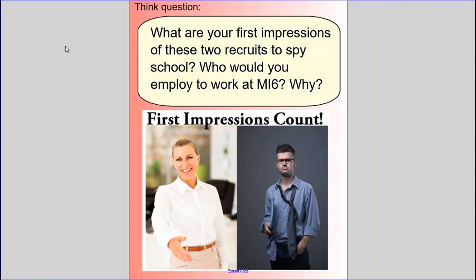Now, the question is, what are your first impressions of these 2 recruits to spy school? Who would you employ to work at MI6, and can you give your reasons why? Pause the video and jot down your ideas, looking carefully at these pictures.